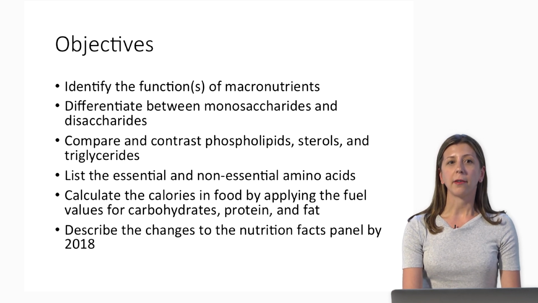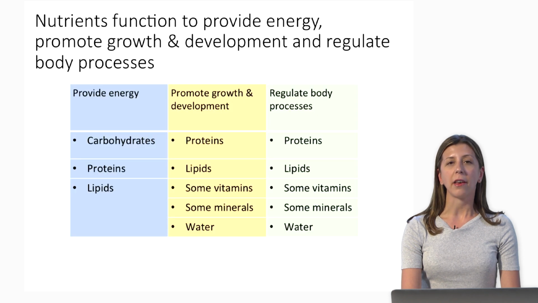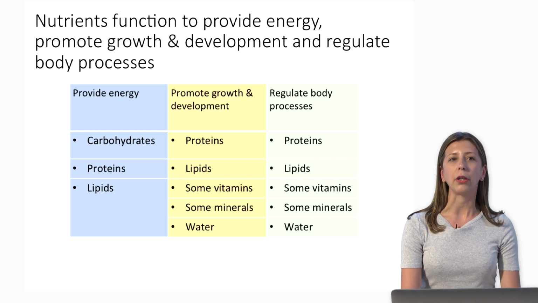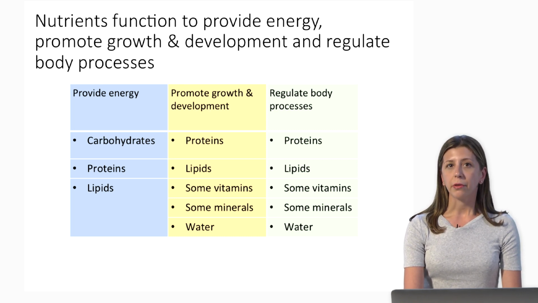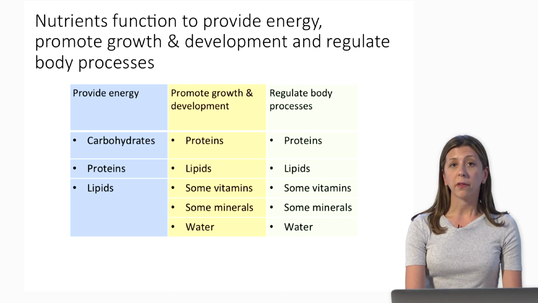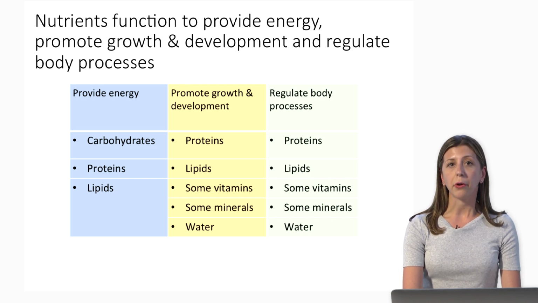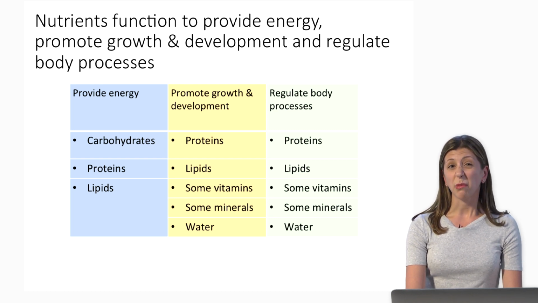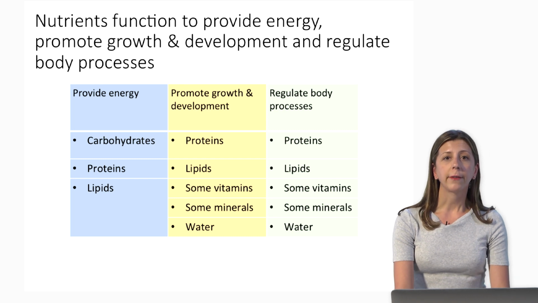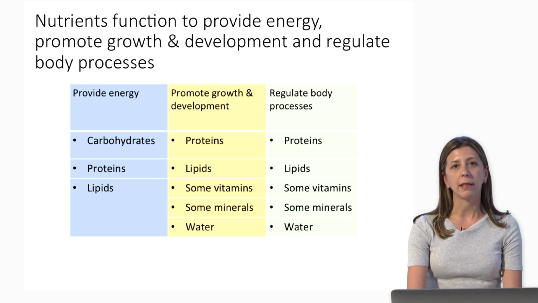In the first lecture, I talked about some of the essential nutrients and that they all have functions in our body. So the purpose of this slide is really to break that out a little bit more for you. As you can see in the far left of this slide, carbohydrates, protein, and lipid really all function to provide energy. Carbs and protein provide 4 calories per gram, whereas lipids provide 9. In the middle of this slide, you'll see that there are several essential nutrients that promote growth and development: proteins, lipids, some vitamins, some minerals, and water. So that's pretty much all of them except carbohydrates. And finally, proteins, lipids, some vitamins, some minerals, and water would help to regulate body processes.